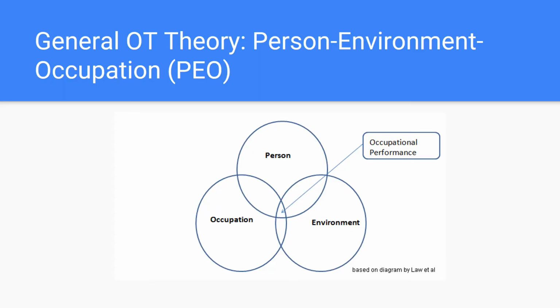The first theory that we'll cover is a review of the person-environment-occupation theory, also called PEO. This theory is a general occupational therapy theory that can help you organize information as you are reviewing cases. This theory really focuses on the overlap between person factors, environmental factors, and the specific occupation being assessed.